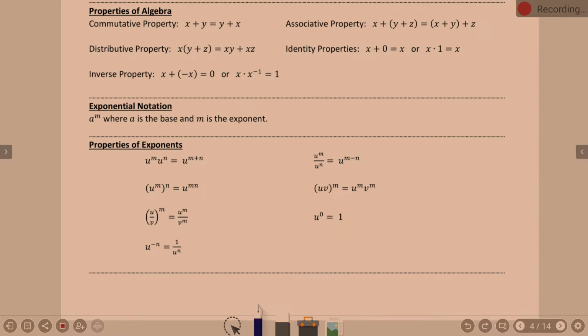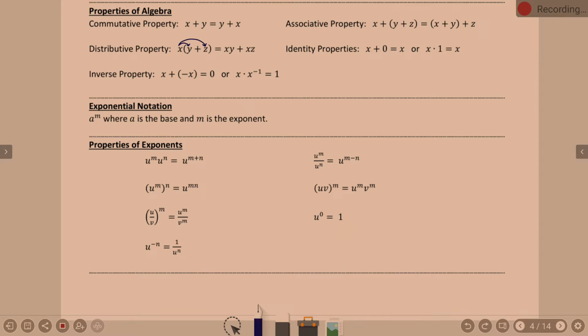Distributive property, you guys know that one, right? Distributive property says you can take this number that's out front and distribute it. So that's xy plus xz. If that x was out back, you could do the same thing, right? You could distribute it from the back as well.